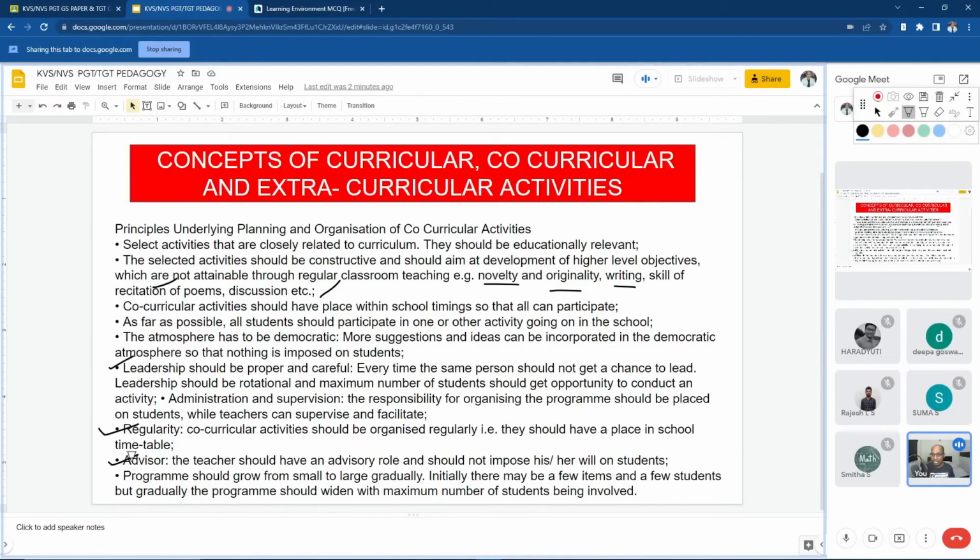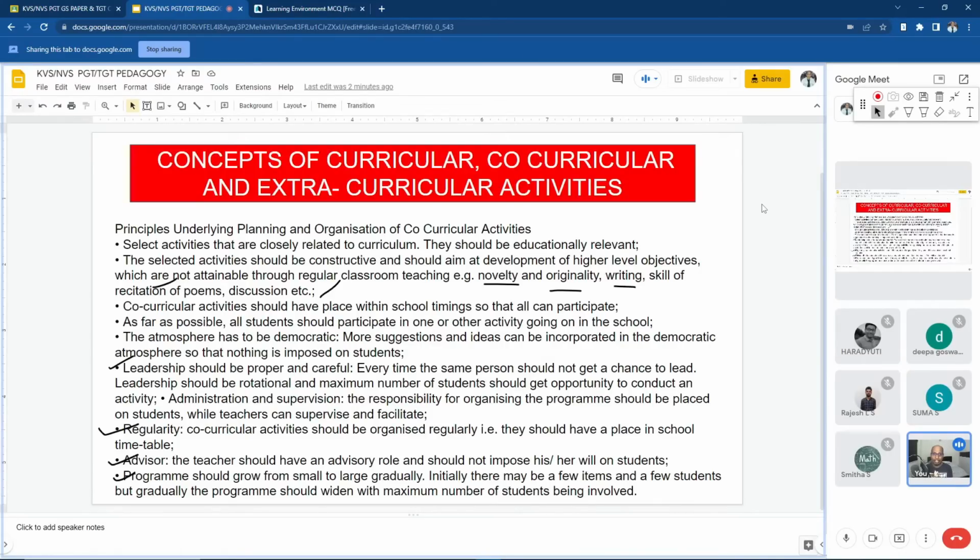And the advisory and program should grow from small to large gradually. Initially there may be a few items and a few students, but gradually the program should widen to involve the maximum number of students. So if you enter into the Kendriya Vidyalaya system, you will be maximum busy in conducting co-curricular activities. You will be given what you call house master, or house masters only we call.